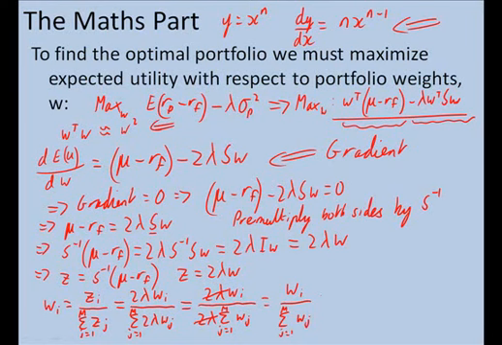What do we know about the sum of Wj? We know that all the weights must add up to 1. So we get Wi divided by 1, which gives us Wi. That's how we calculate the weights for the optimal portfolio. This is the problem investors solve, and this is the solution. We've found the optimal portfolio.